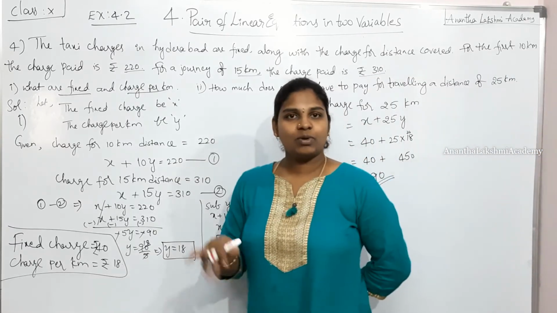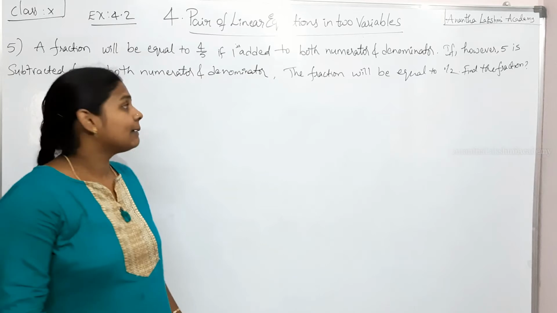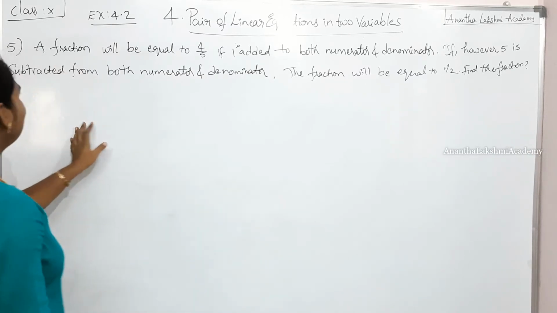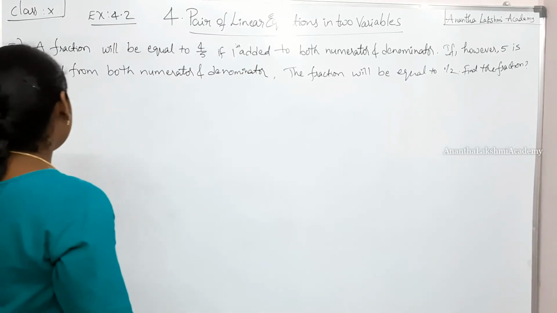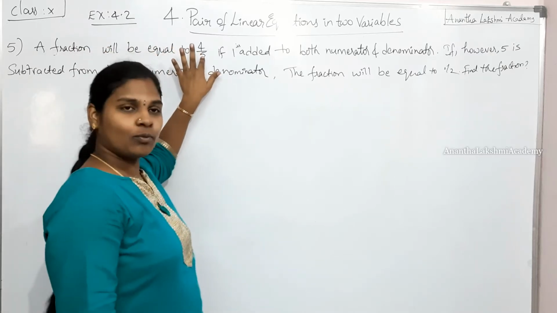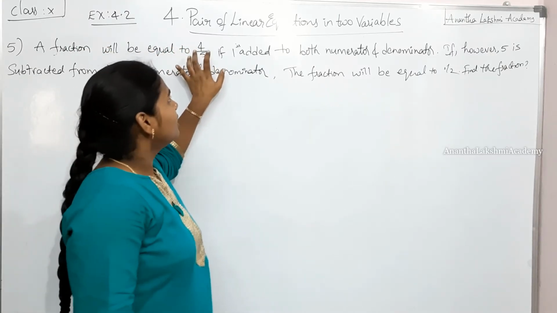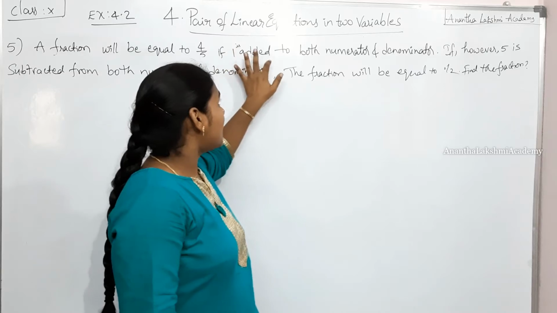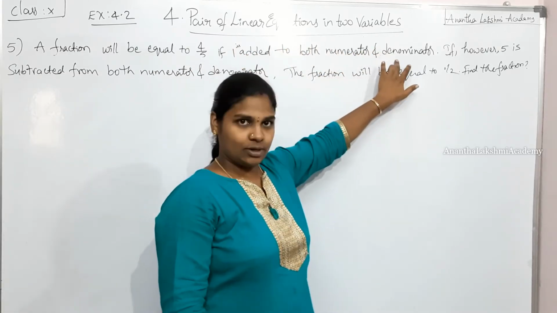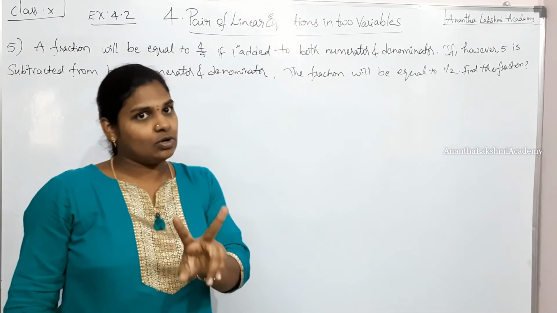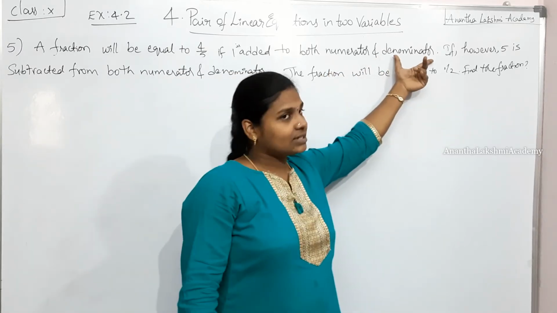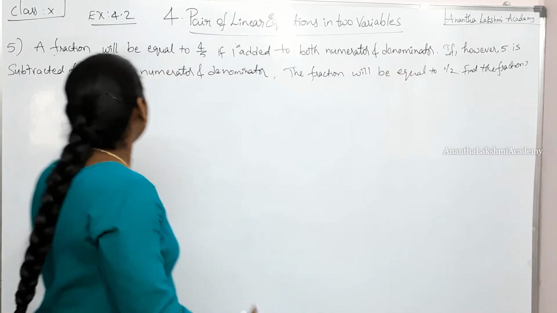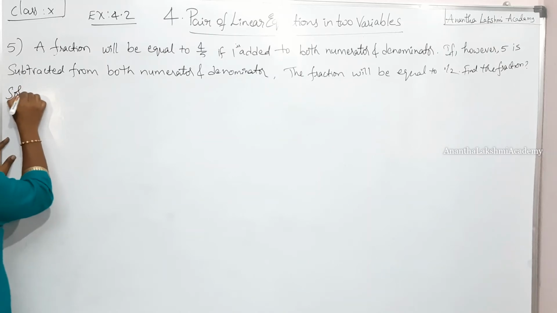That is about problem number 4. Let's look at the next problem. I have the fifth problem written on the board. Let me read out the problem for you. A fraction will be equal to 4 by 5 if 1 is added to both numerator and denominator. Here we have two unknown quantities. One is the numerator and the other is the denominator. Okay, let me write that down.